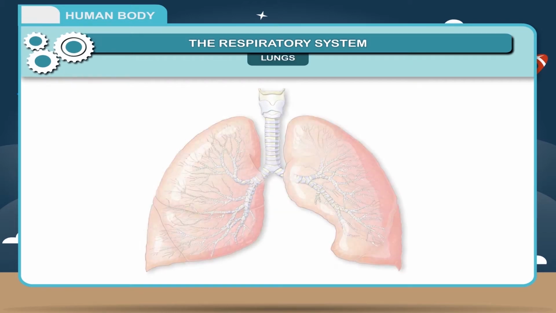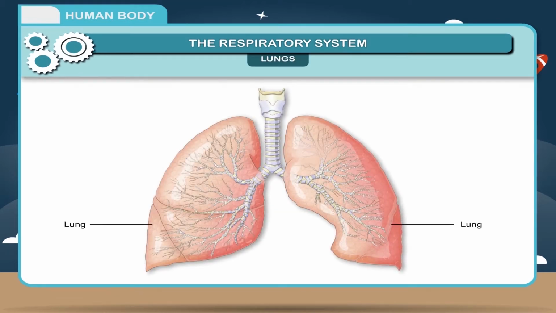Lungs. Man has two lungs. Lungs are balloon-like elastic structures. The right lung has 3 lobes and the left has only 2 lobes. The lungs have many small air chambers called alveoli. Blood capillaries surround the alveoli.